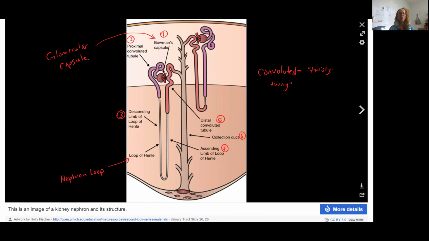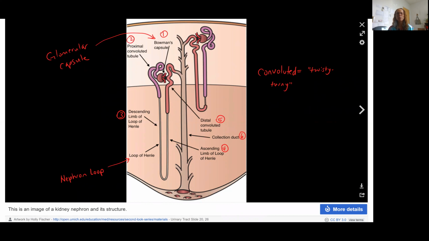This is artwork taken from Wikipedia. So we have a Creative Commons license for this, so I can show this to you. This is a little bit different, maybe from the artwork in your textbook, so you can reference either one. In this case, it's showing you more the anatomical formation of your nephron. So notice how twisty and turny our convoluted tubules are. Notice that the proximal convoluted tubule and the distal convoluted tubule are close in proximity, close anatomically to that glomerular capsule, or what can also be called the Bowman's capsule.